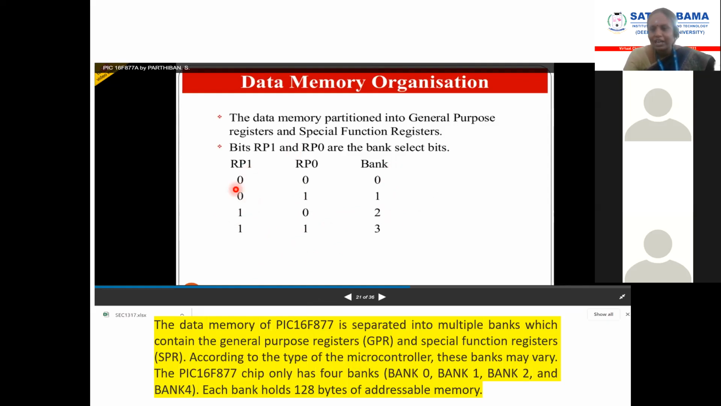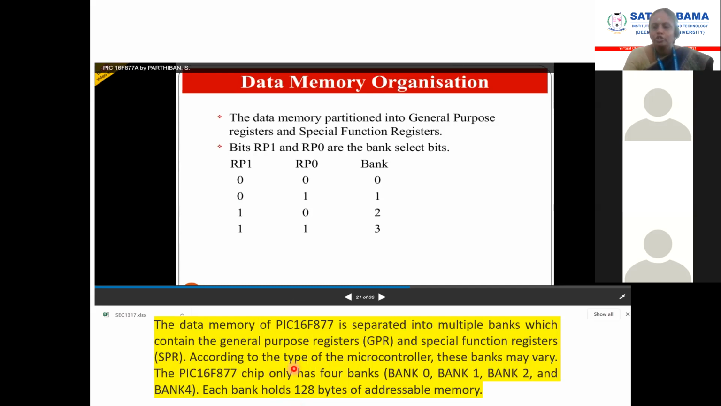So here we definitely have general purpose registers as well as special function registers. Previously we have seen special function registers, which are used for serial ports, timers, and ports. So here also we have general purpose as well as special function registers. We have four banks: bank 0, bank 1, bank 2, bank 3, and each bank has 128 bytes of addressable memory.